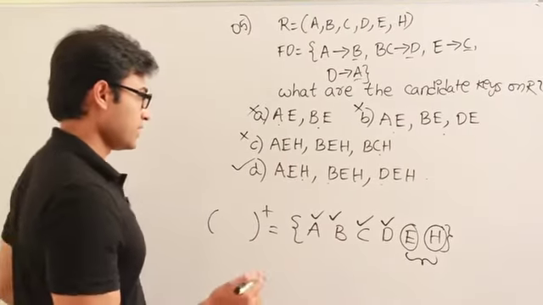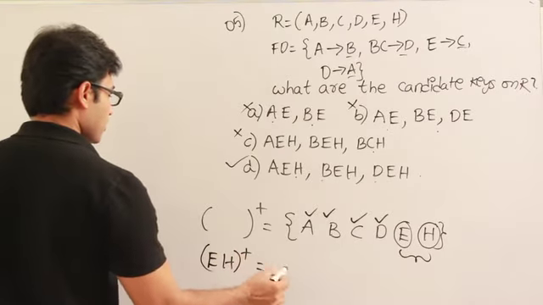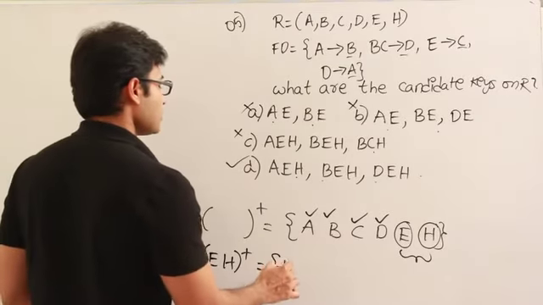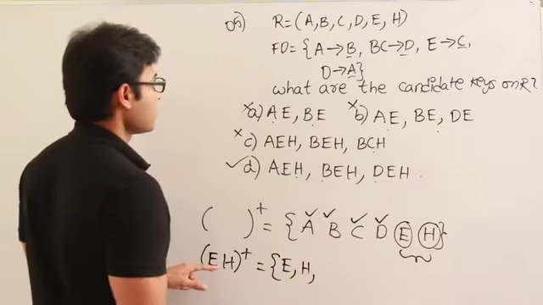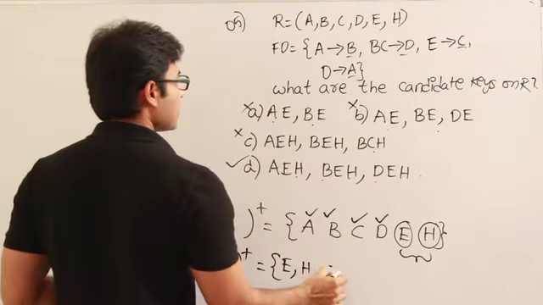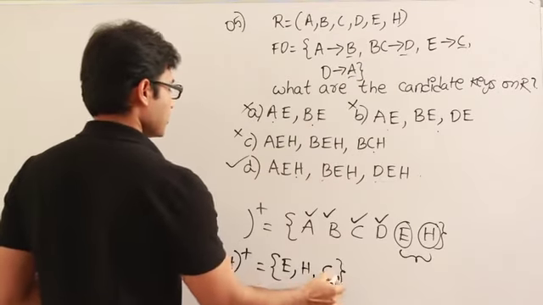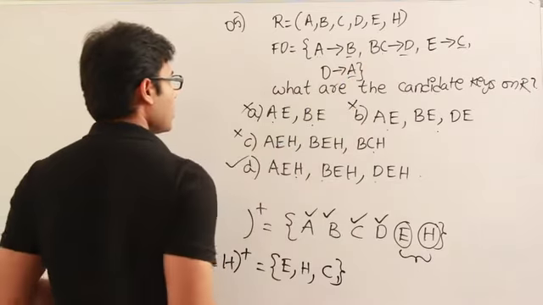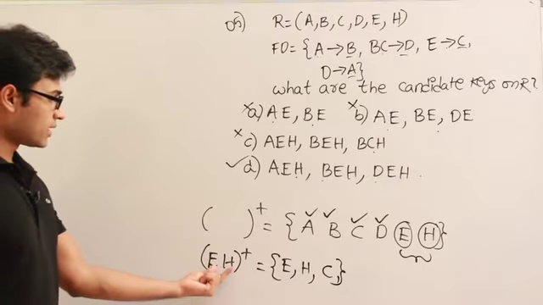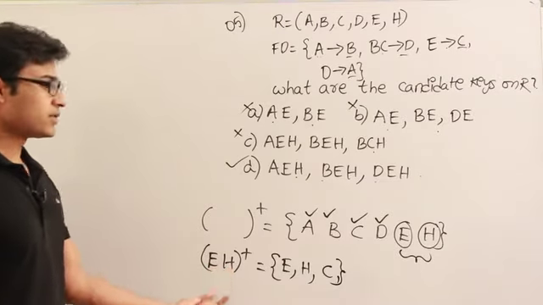Otherwise, let's analyze this. Now let me find out EH plus, the closure attributes of EH. Then what do we get? One is definitely from the left side, you are supposed to add all of them, so E and H get added, and then you can look at the functional dependencies. So I cannot add this, I can add C, right? And then using EH and C, I'll not be able to add any further attributes, isn't it? Just check the left hand side. No left hand side other than this is a combination of EH and C, right? Therefore EH is clearly not a key. Definitely every key should contain EH, but EH itself is not going to be the key.